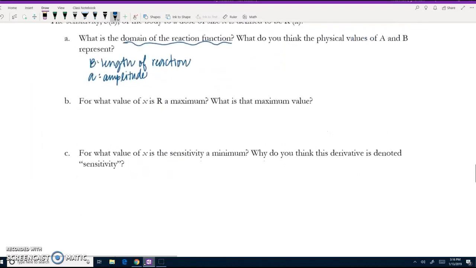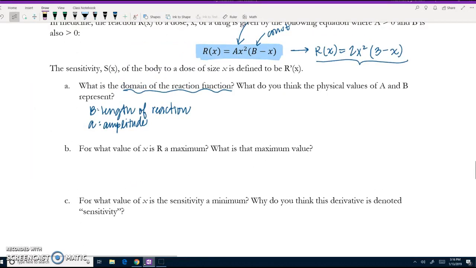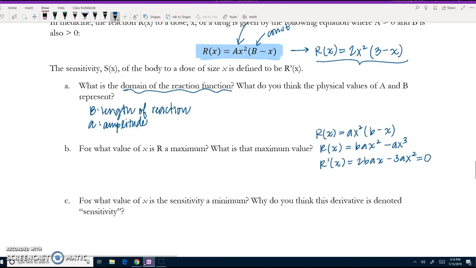Then it asks us to find for what value of x R is a maximum. So here, if we're working with ax squared, let's go ahead and write this out. Ax squared times b minus x. I would just recommend distributing in. So you'll have b ax squared minus ax cubed. And then to figure out where a maximum happens, we're going to take the derivative with respect to x. So this will become 2bax minus 3ax squared. And we can set that equal to 0.